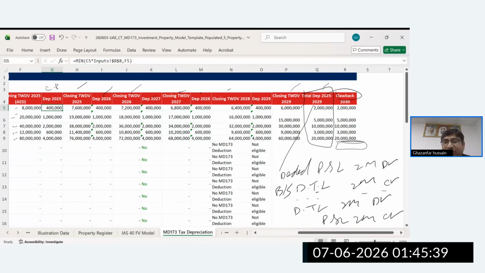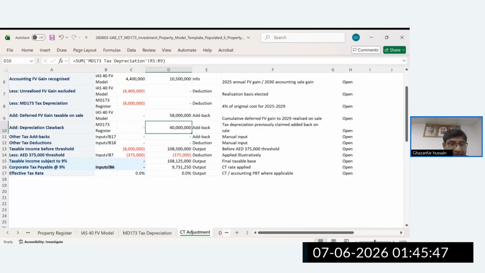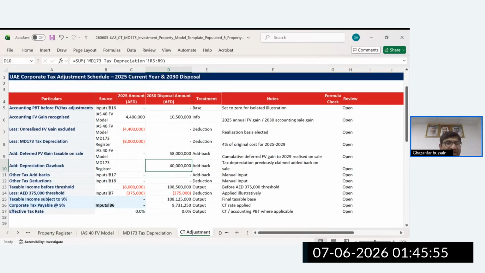So we are charging here and reversing. This is the clawback. We also understand it will become taxable in the year of sale. So here is the adjustment, the same adjustment we are discussing, how to make the adjustment. Mostly in trainings and seminars they explain the concept, but due to time limitations they do not give a practical example. So here we try to build the practical example also.